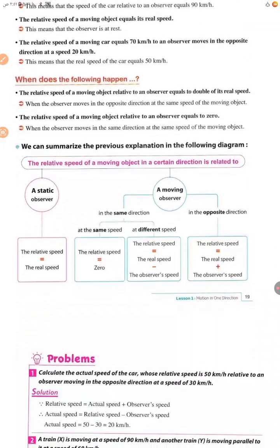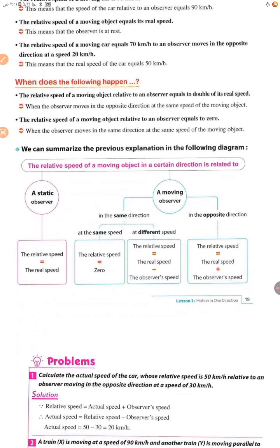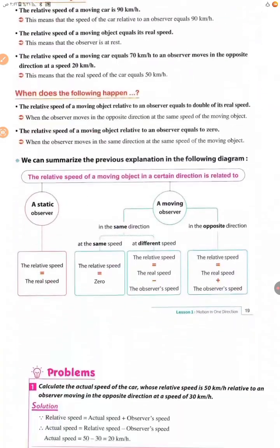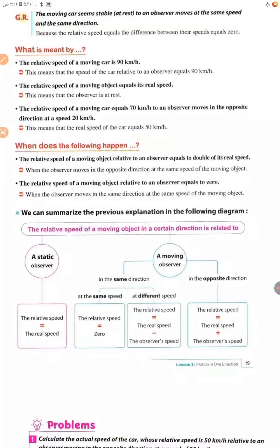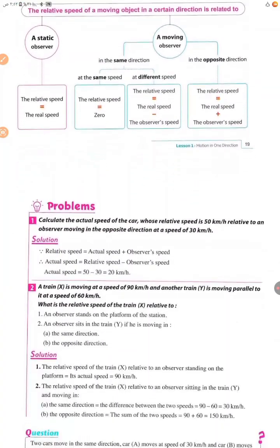نقدر أخذنا الأسئلة دي. خدنا the relative speed of a moving object relative to an observer equals double of its real speed. The relative speed of a moving object relative to an observer equals 0، آخر حالة اللي قلنا عليها. When does the following happen? متى يحدث الآتي؟ خدنا دي ماشي.